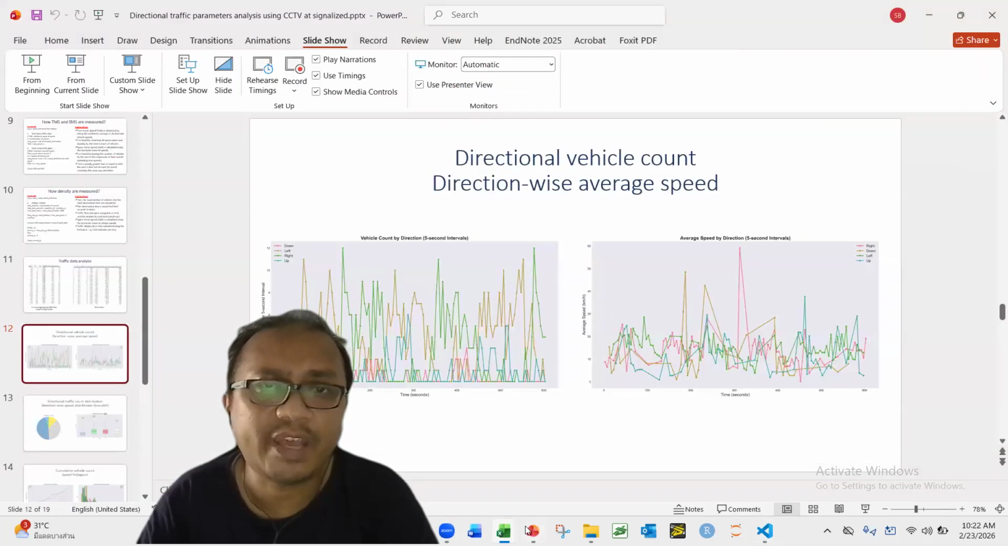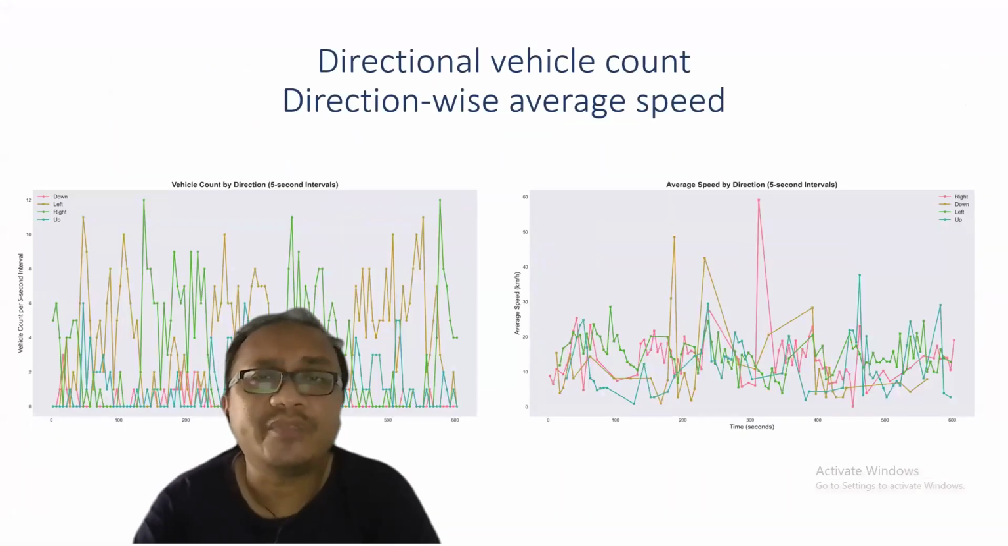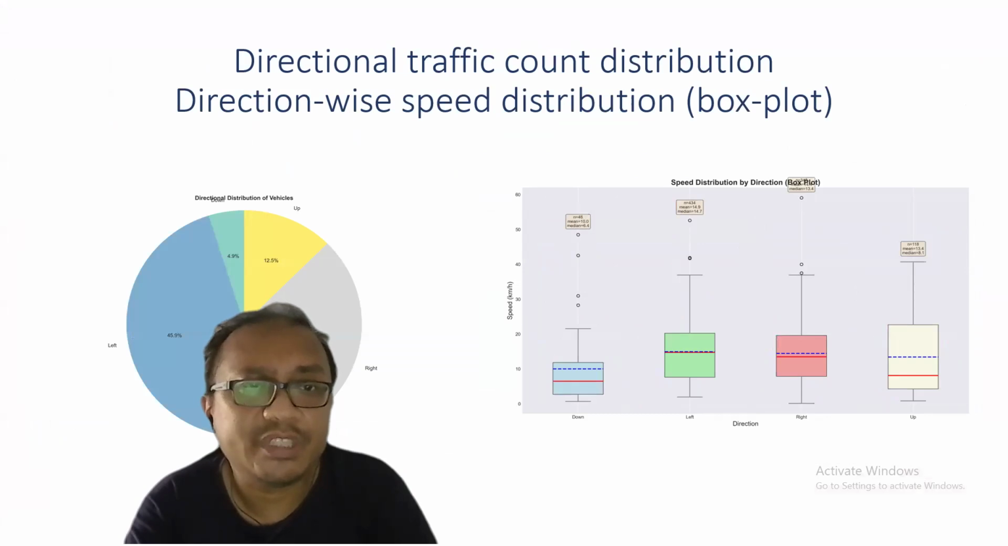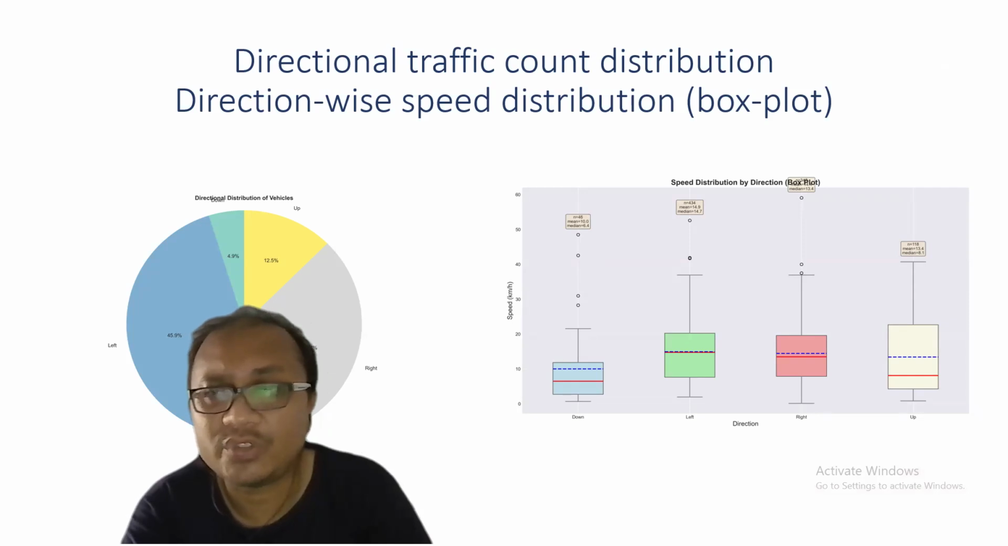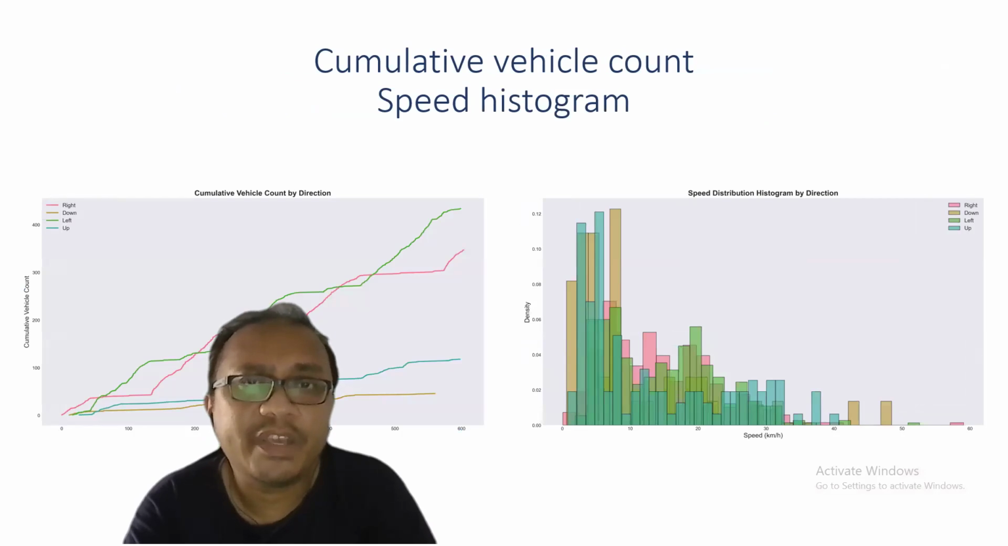And if we go back to the graphical plots, we have 16 different types of analysis. I'm showing it in the PowerPoint slide. Firstly, we have directional vehicle count and direction-wise average speed with respect to time. We can see that. Then the directional traffic count distribution for each of the 4 directions, and the direction-wise speed distribution. I have provided the box plot here. We can see the outliers, median, and quartile speeds, and the cumulative vehicle histogram and vehicle speed histogram. We can see the speed distribution.